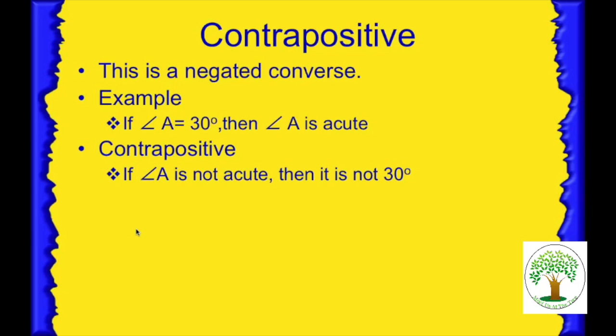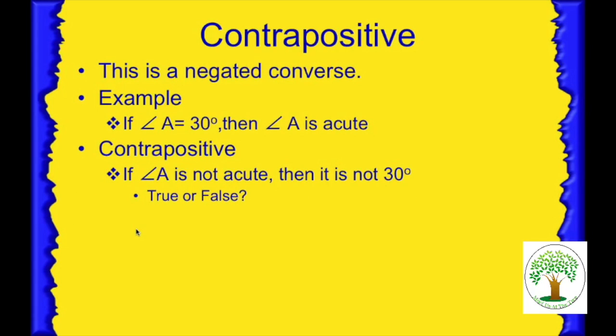So what if I said, give me an angle that's not acute? 91. Okay, so 91. If it's 91, which is not acute, does that mean it's not 30 degrees? Yes. That's true, because it can't be 30 degrees if it's not acute. So this is a true statement also. There's the contrapositive.